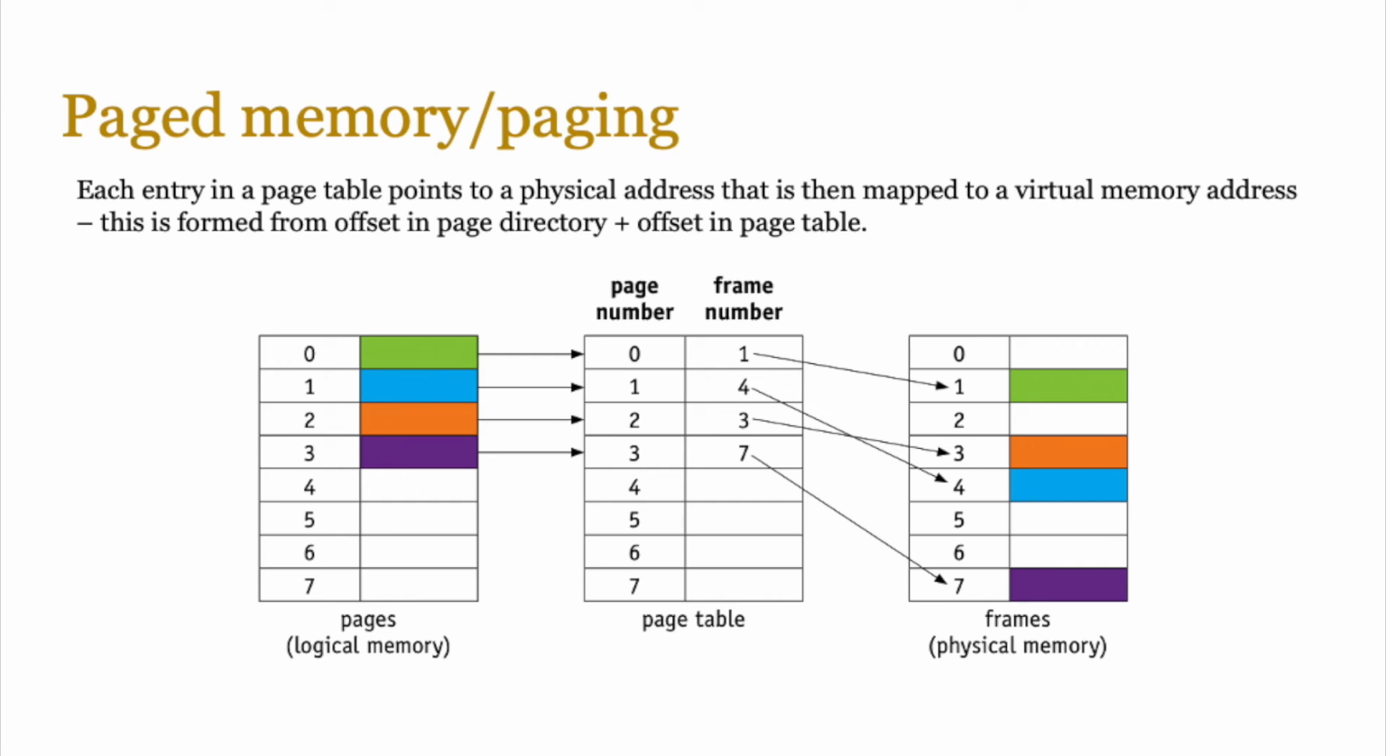Each entry in the page table points to a physical address that is then mapped to a virtual memory address, and this is formed from an offset in the page directory plus an offset in the page table. What does offset actually mean? It means that there is a slight difference from the actual sequence that's stored in logical memory, because physical memory might be fragmented.